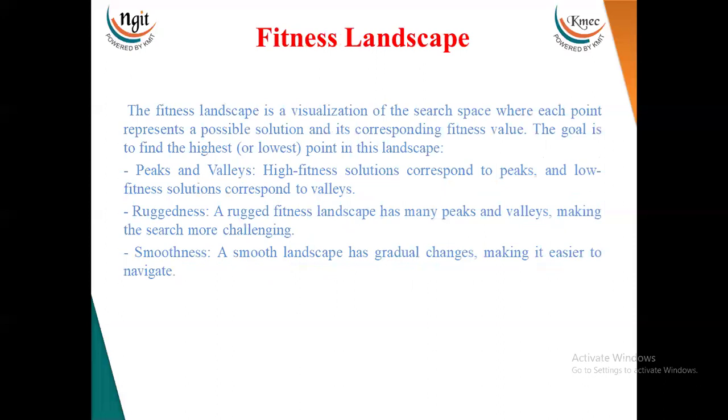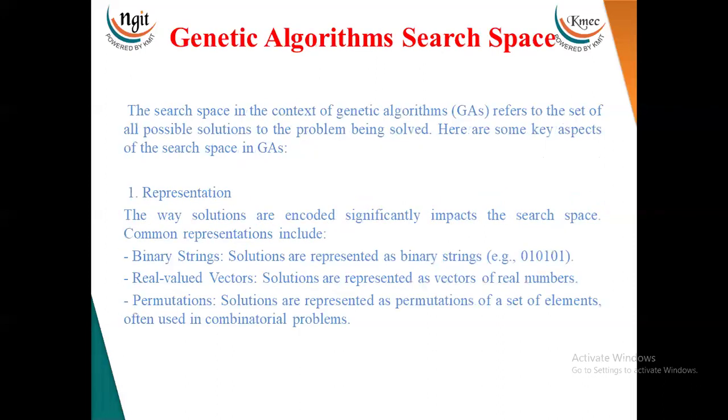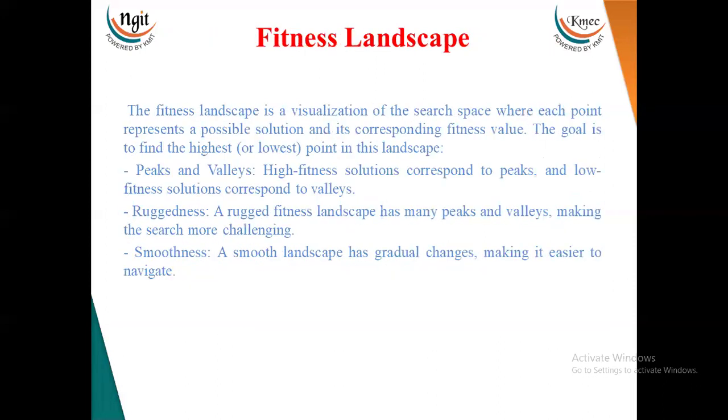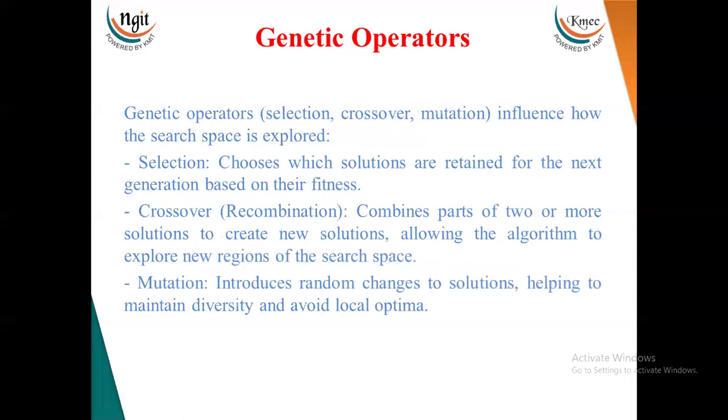Now, so these are the algorithms. Search space is representation, fitness landscape, population. Now we are going to the genetic operators. What are the different operators we are going to use? Selection, crossover, mutation.